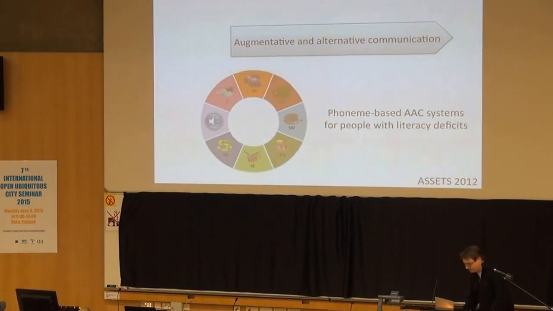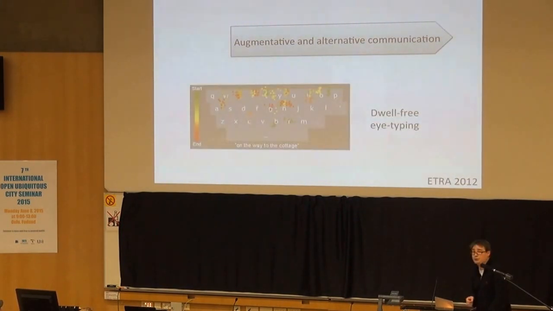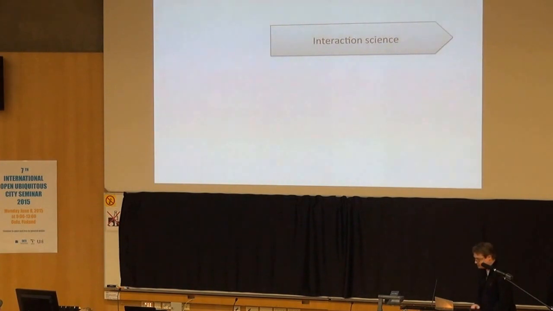And we also have taken that system and converted that into a phoneme-based system for illiterate disabled users. So this system allows people to sound out words and learn how to write essentially using phonemes instead of letters. And finally, we've done some work on using machine learning to improve eye typing with a system called Welfare eye typing. The last strand that my research group is exploring is what I call interaction science.